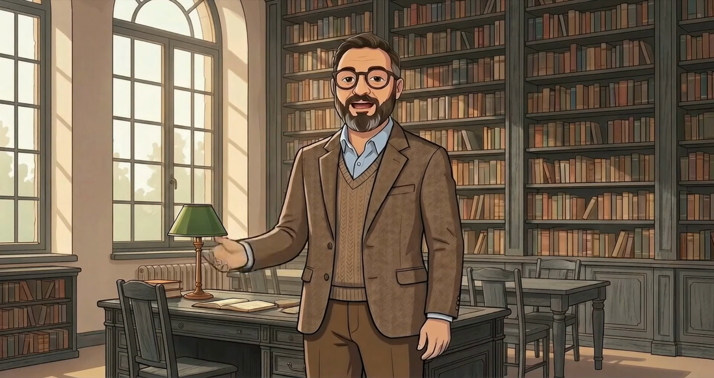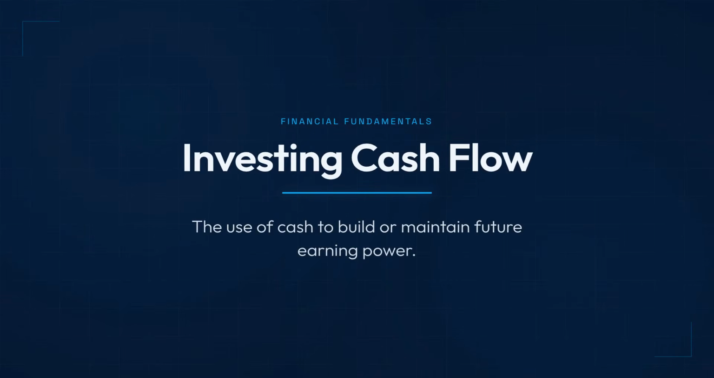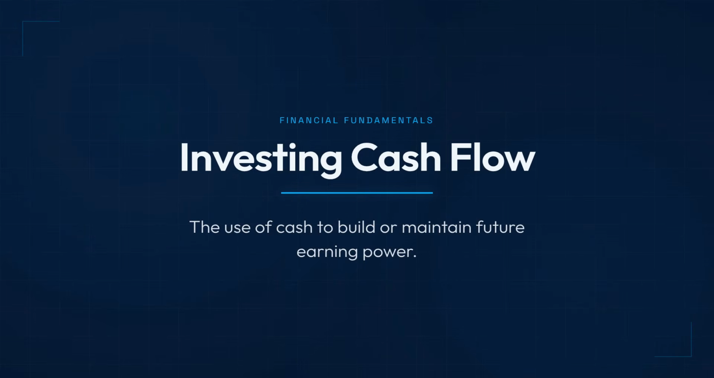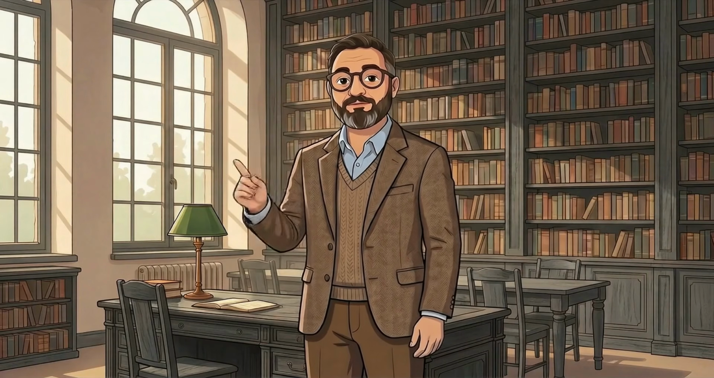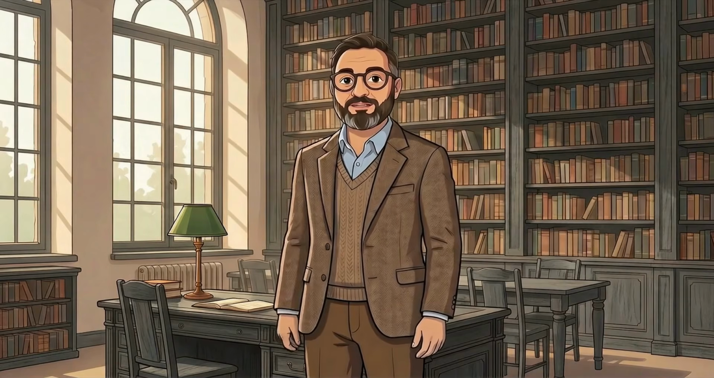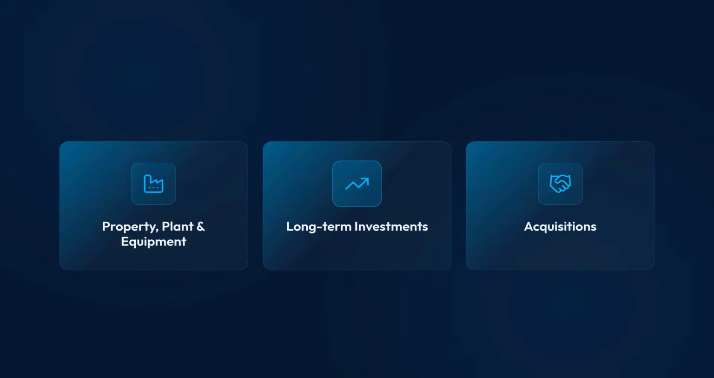Investing cash flow shows how much cash a company spends or receives from its long-term investments. It helps us understand how a company is using its capital to build or maintain its future earning power. These activities usually involve assets that benefit the business for more than one accounting period. Think property, plant, and equipment, long-term investments, and even the acquisition of other businesses.